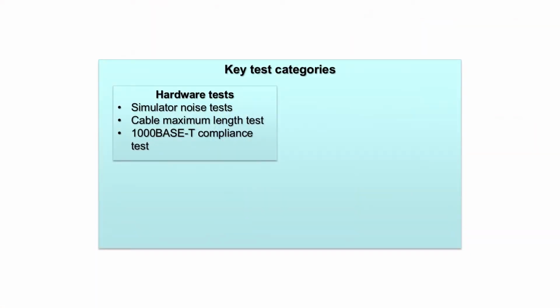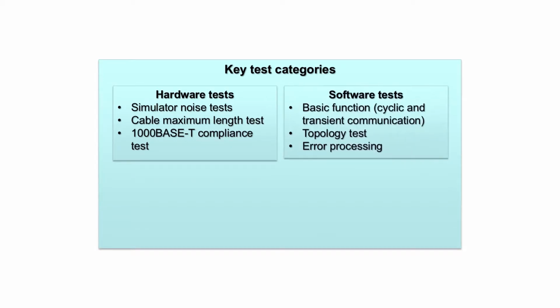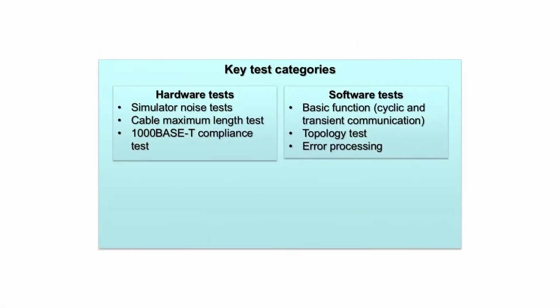Then on the other side of things, there is the software testing that we do as well. This is aimed more at making sure that the device will actually function as intended and according to the specifications when it's in operation. This is focused on things like making sure the cyclic and transient communications operate properly, and checking that errors are handled correctly. The different topologies that are available with things like CC-Link IE are all handled correctly too.